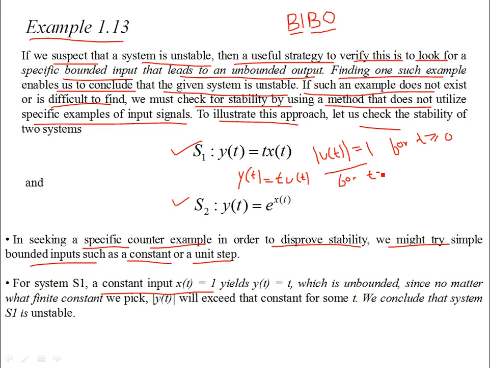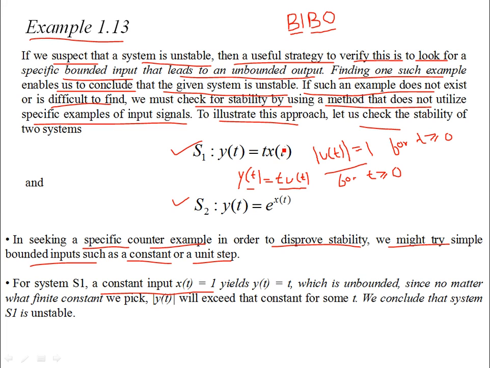Now you must see that as time grows, the output grows, and it grows indefinitely with time, forever. That means the output becomes unbounded, or divergent. Therefore, this system does not satisfy the BIBO stability criterion. So you can say that the system S1 is unstable, even for a constant.